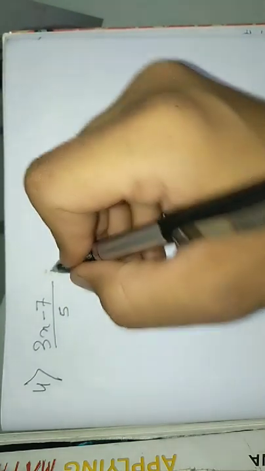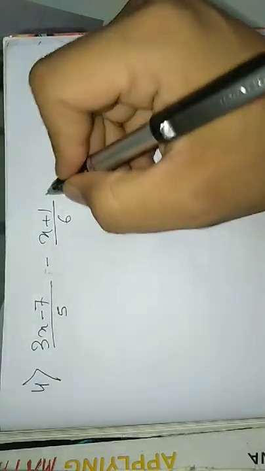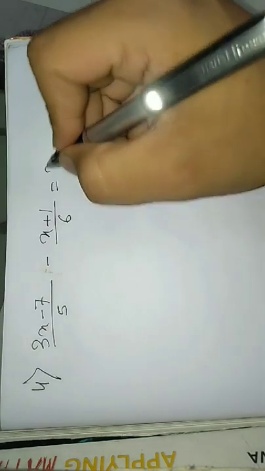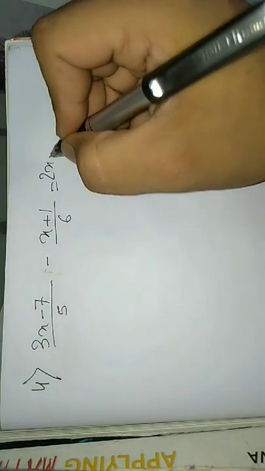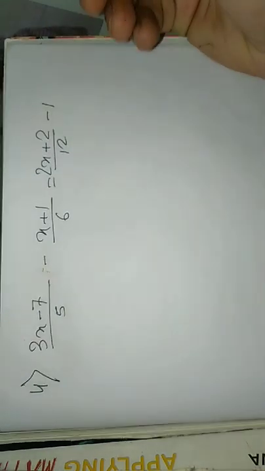Yet another type of example. All the examples that I'm showing you are all different kinds of questions. So yet another type of example I'm trying to show you is 3x minus 7 by 5 minus x plus 1 by 6 is equal to 2x plus 2 by 12 minus 1.